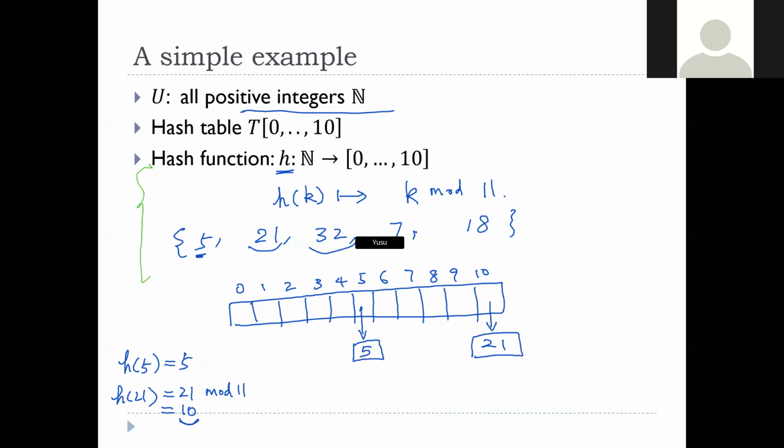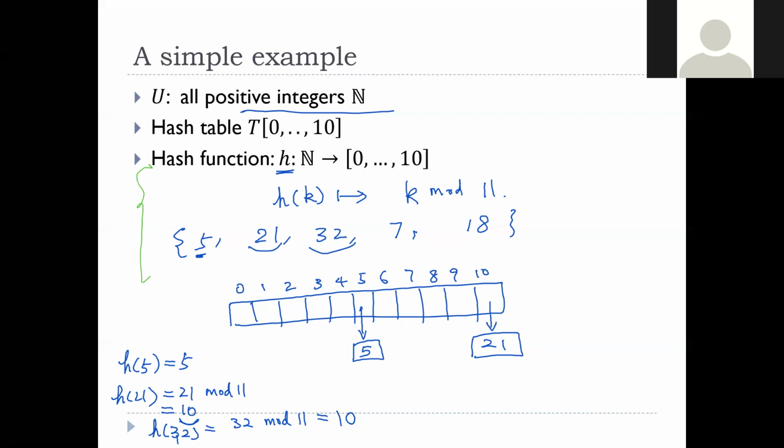You say, what is the hash value of 32? Well, h of 32 is equal to 32 modulo 11. And that's basically, again, a 10. In other words, 32 should also go to the slot with index 10. Okay, so you go there, and let's say we just use a singly linked list.